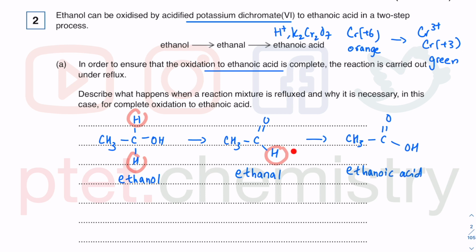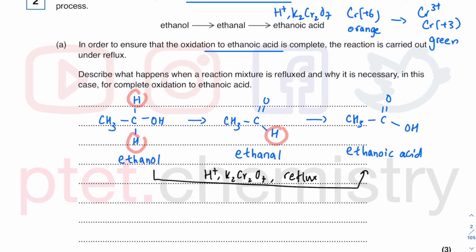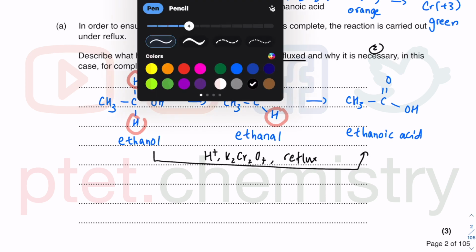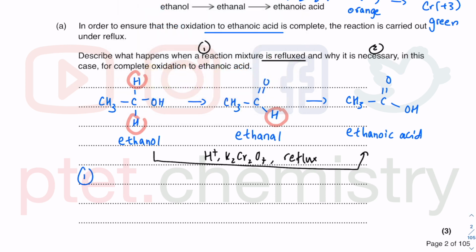To stop at the aldehyde, we need to heat and distill immediately. But this question is asking you about oxidation to ethanoic acid, so we need to reflux it together with your acidified dichromate(VI). Describe what happened when it's refluxed, and why it is necessary. This is 3 marks. Why is it necessary for complete oxidation?